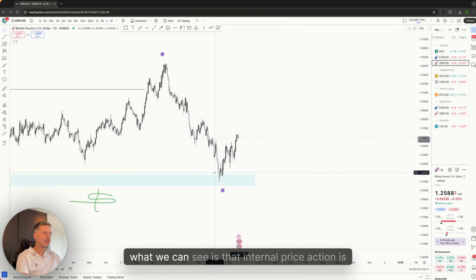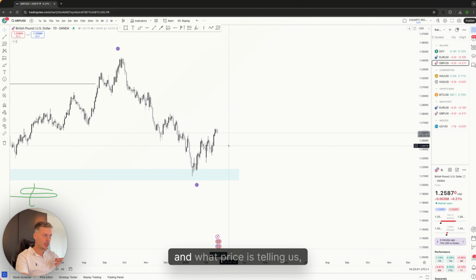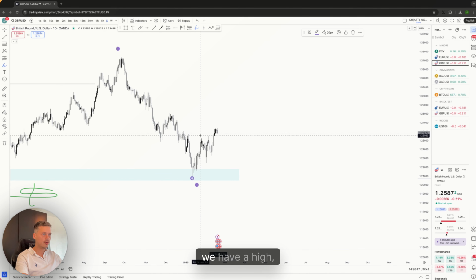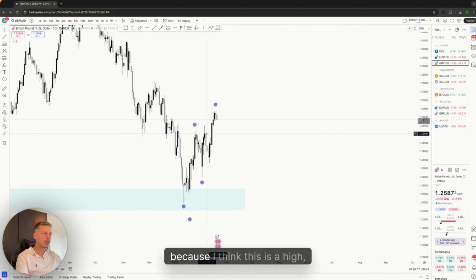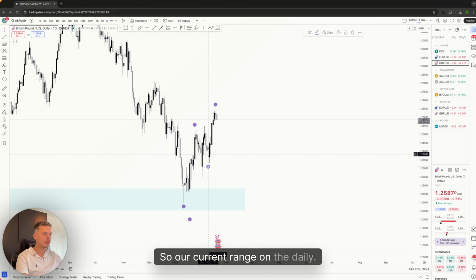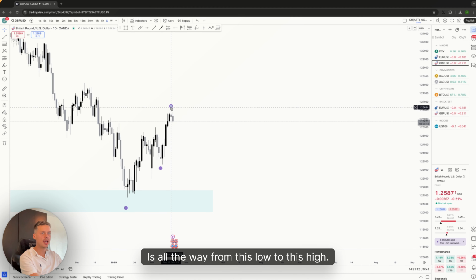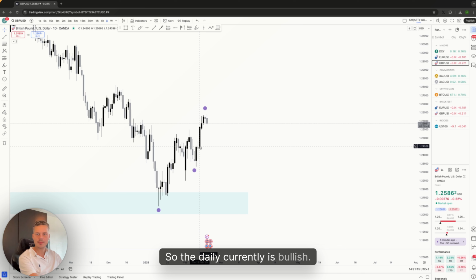And what we can see is that internal price action is stepping up bullish, right? So to understand where we're trading and what price is telling us, we can identify our structure. We have a low, a high, a lower high, a lower high, and a higher high. Now I have to look a little closer, because I think this is a high, this is a low, this is a higher high, this is a lower high, this is the higher high. So our current range on the daily, let me delete these things, is all the way from this low to this high. So the daily currently is bullish.